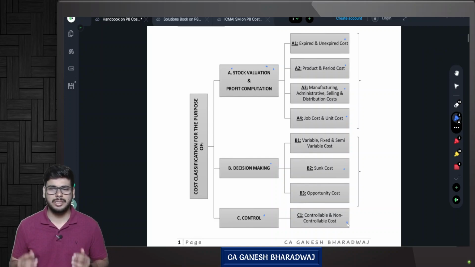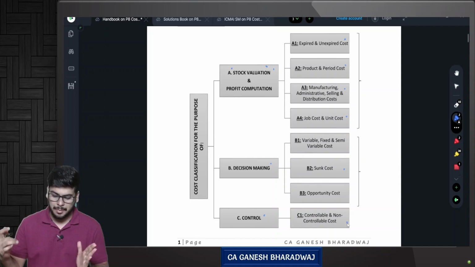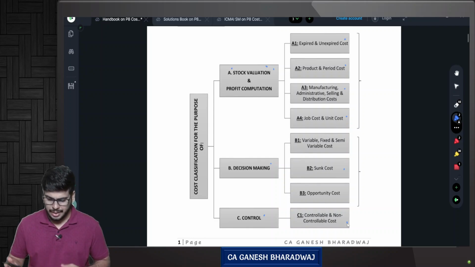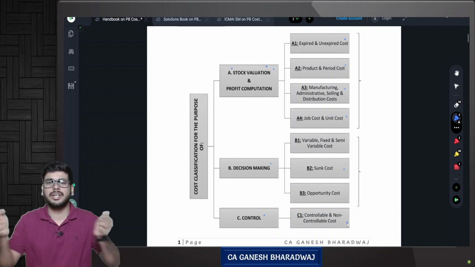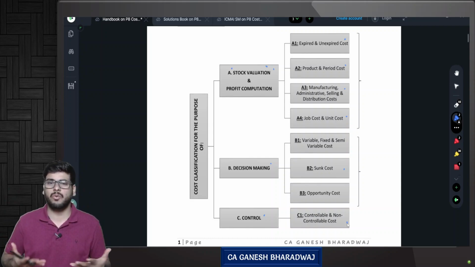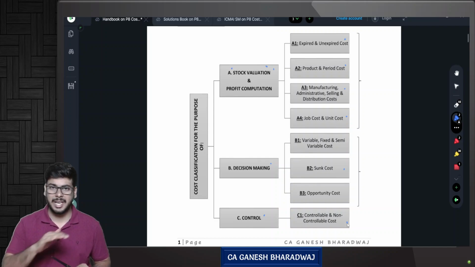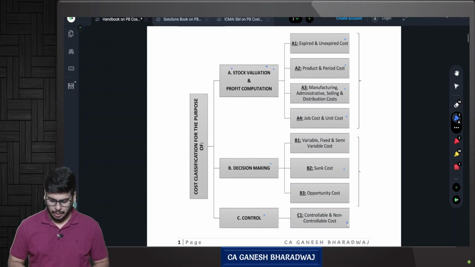Sir, what is this? You have given so many aspects, you have just branched it, and you have given so many costs. Sir, cost is a cost. Why are you again and again classifying it as expired, unexpired, product, period? Here you're saying variable, fixed. Cost is a cost. Why should I classify so many varieties? Why are you giving all this? Let me explain it from the beginning. Let me explain from the basics.